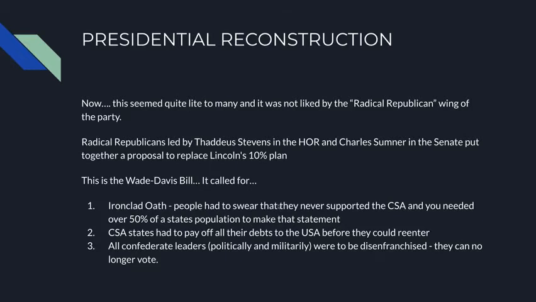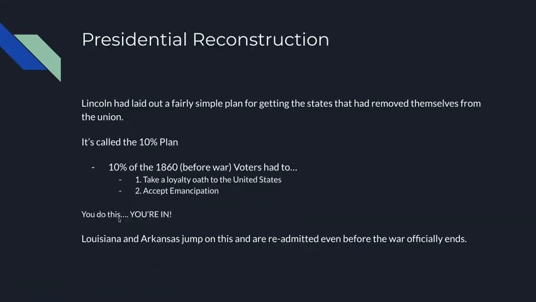Got another typo there. They can no longer vote, right? They can no longer vote. They are to be disenfranchised. So what these three things right here do is they really put the hammer down on the South. Instead of, if we go back and look, 10% right here. So imagine there's 100 people, right? 10% of that would be 10. Only 10 people would have to take a loyalty oath out of the 100 people, and accept emancipation. Boom, you're in.